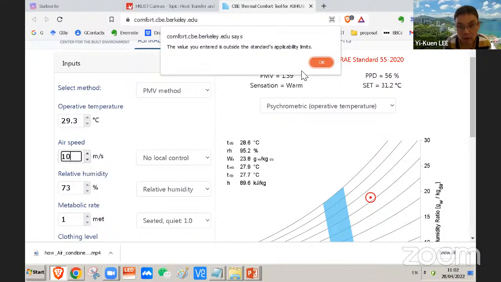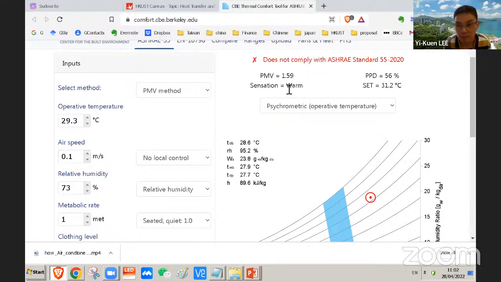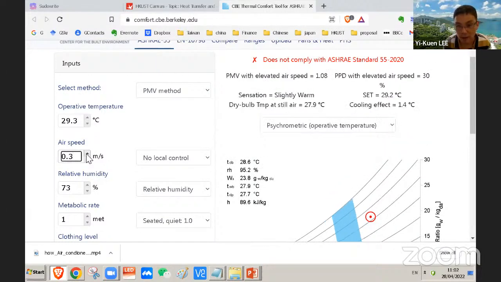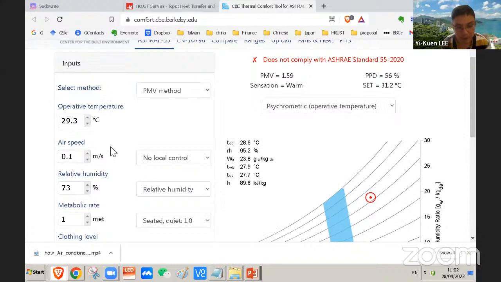Oh, it's outside the range, so there's some limitation. If the wind speed is too high, this model cannot give you a reasonable result. If you have a typhoon, they cannot calculate it. This PMV model has some limitation.